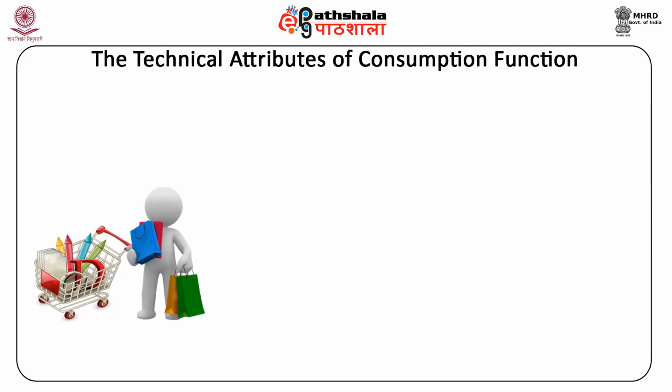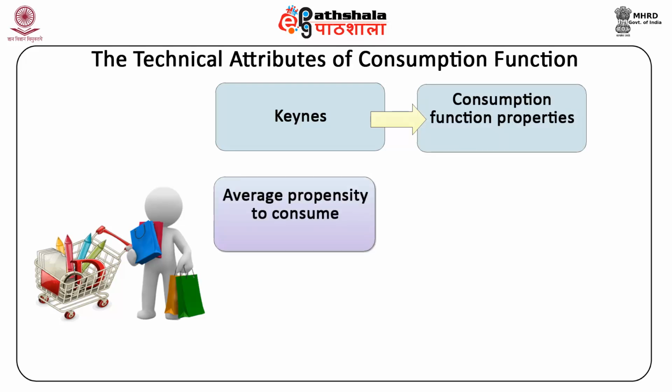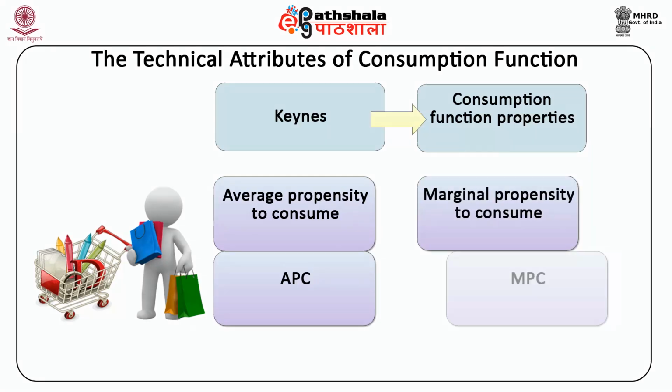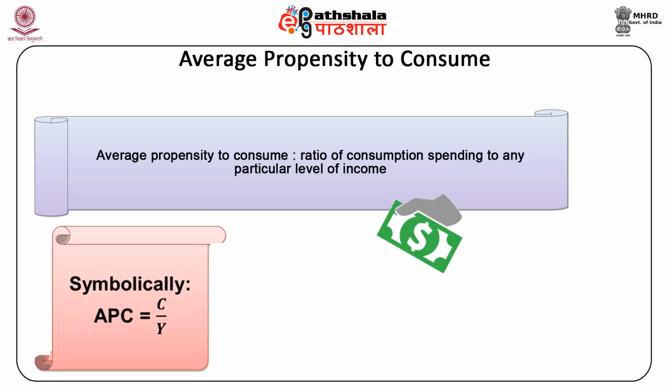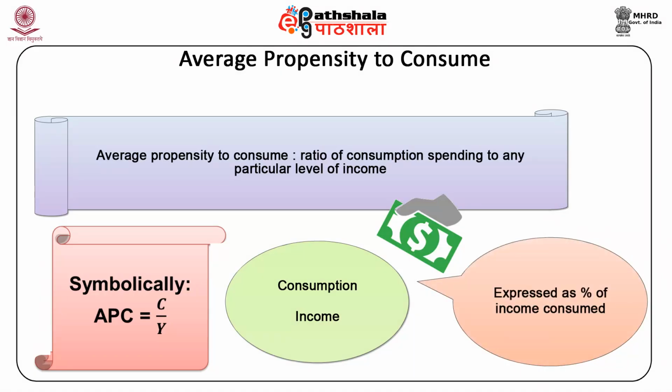In this analysis, Keynes has used technical attributes or properties of the consumption function: average propensity to consume, that is APC, and marginal propensity to consume, that is MPC, which are discussed. The average propensity to consume refers to the ratio of consumption spending to any particular level of income. Symbolically, it is denoted as APC = C/Y, where C is consumption and Y is income, expressed as the percentage of income consumed.